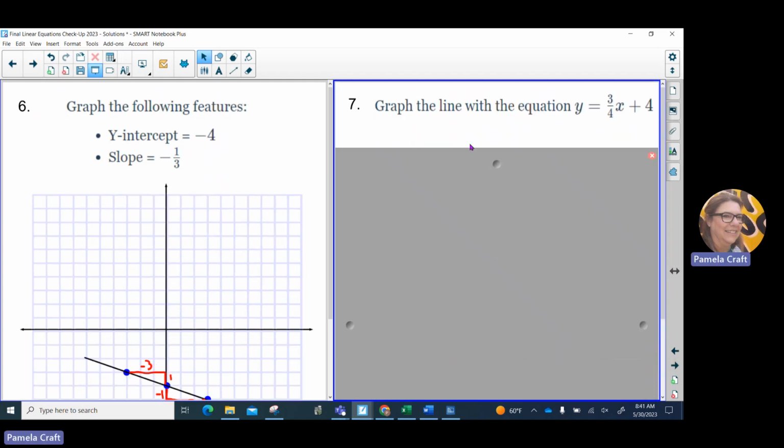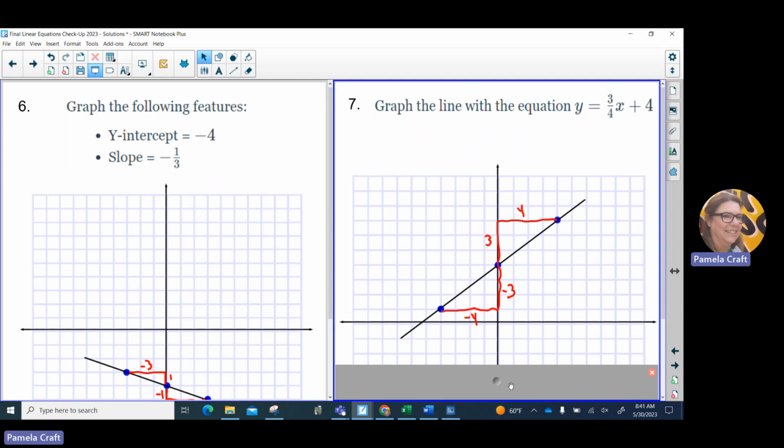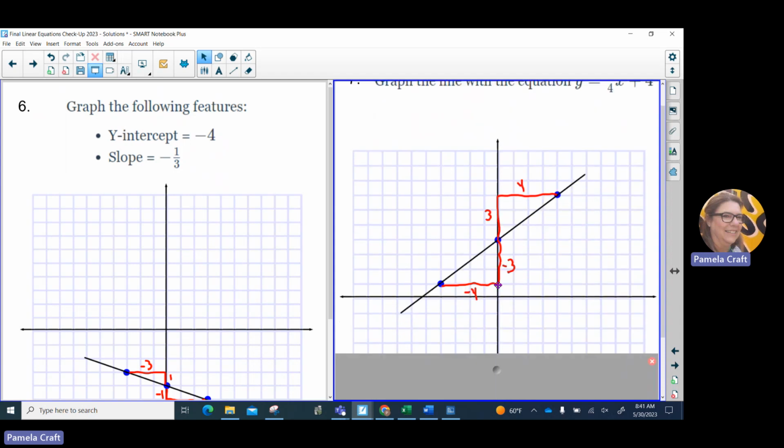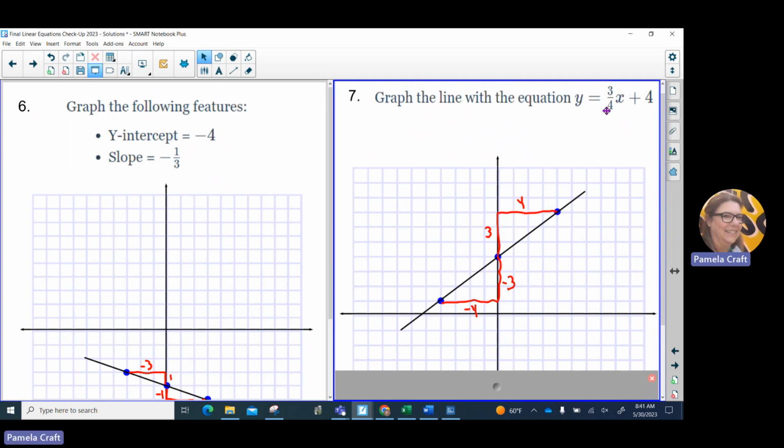For number 7, graph y equals 3/4 x plus 4. So again, I'm going to find that y-intercept by counting up 1, 2, 3, 4 and putting my first point. And then I need a second point at up 3, right 4. Or I could go down 3, left 4. Negative over negative is also a positive. In the end, you have a positive slope, so that line should be going uphill.